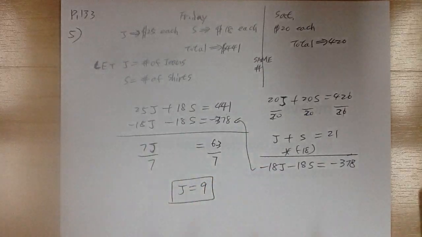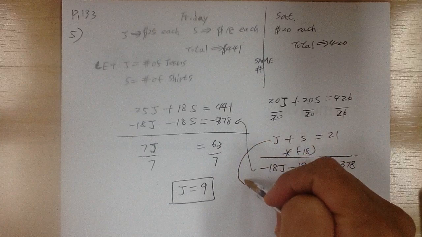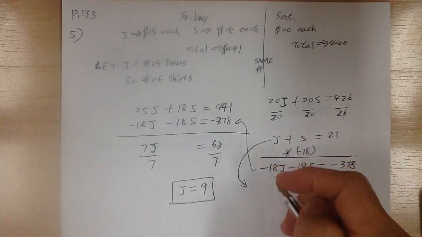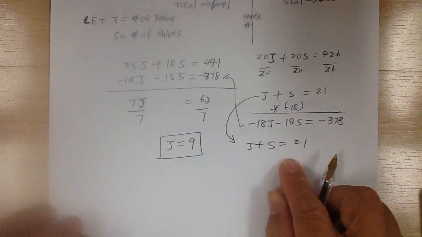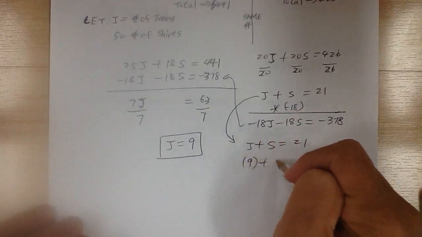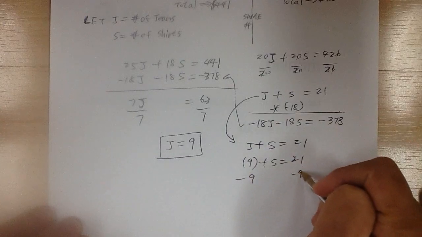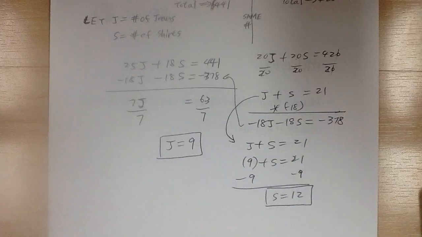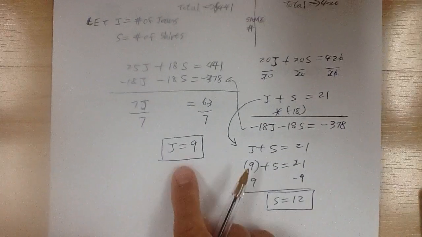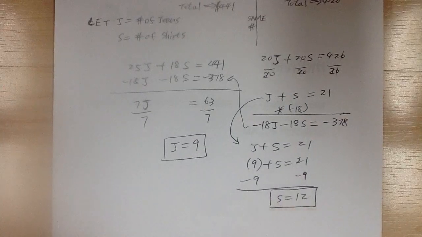Okay, now once you solve for J, you can look for S. You can use any equation, and this is the easiest equation right over here. Use this equation. So I got J plus S equal to 21. So I substitute, minus 9 on each side. So S equal to 12. So 9 pairs of jeans and 12 shirts. Okay, let's go to number 7.